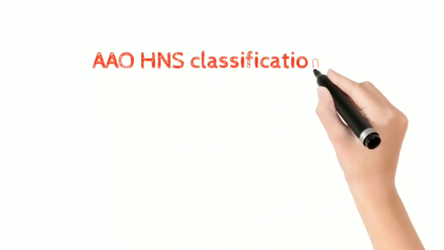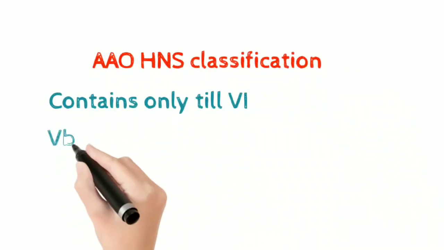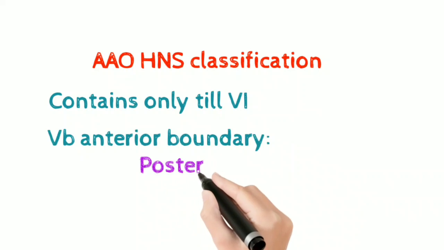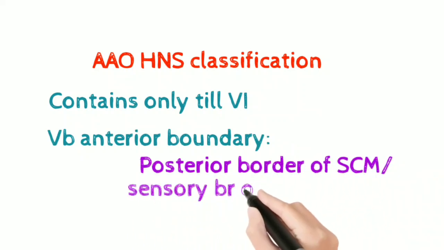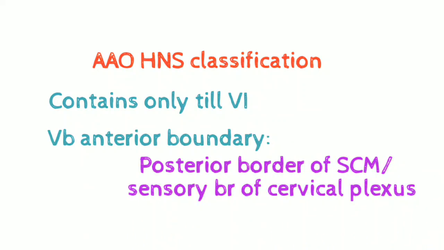Now let's look at the AAO classification. It is just the same as AJCC except that there is no level 7, and also there is a slight variation in the boundary of level 5B, which has already been discussed.